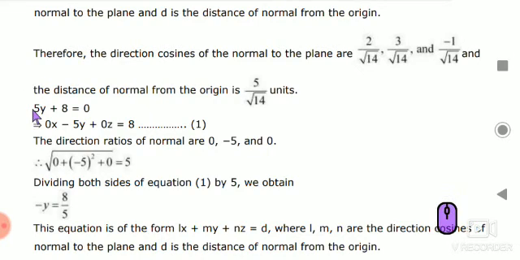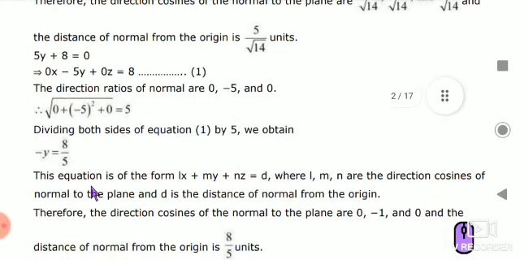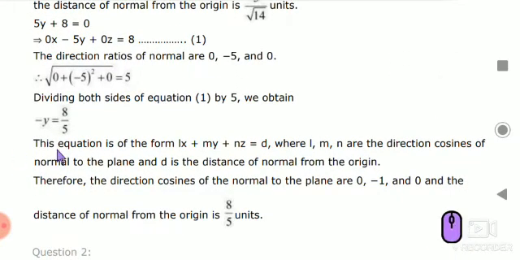My dear students, there is one more question, question number D. The equation of a plane is 5y plus 8 is equal to 0. This equation can be written as 0x minus 5y plus 0z is equal to 8. Once again, the direction ratios are 0, minus 5 and 0. Therefore, root of 0 square plus of minus 5 square plus 0 is again it gives 5. Dividing throughout by 5 to the given equation number 1, we get minus y is equal to 8 by 5. Therefore, the direction cosines of this plane are 0, then minus 1 and 0, and the distance of normal from the origin is 8 by 5.